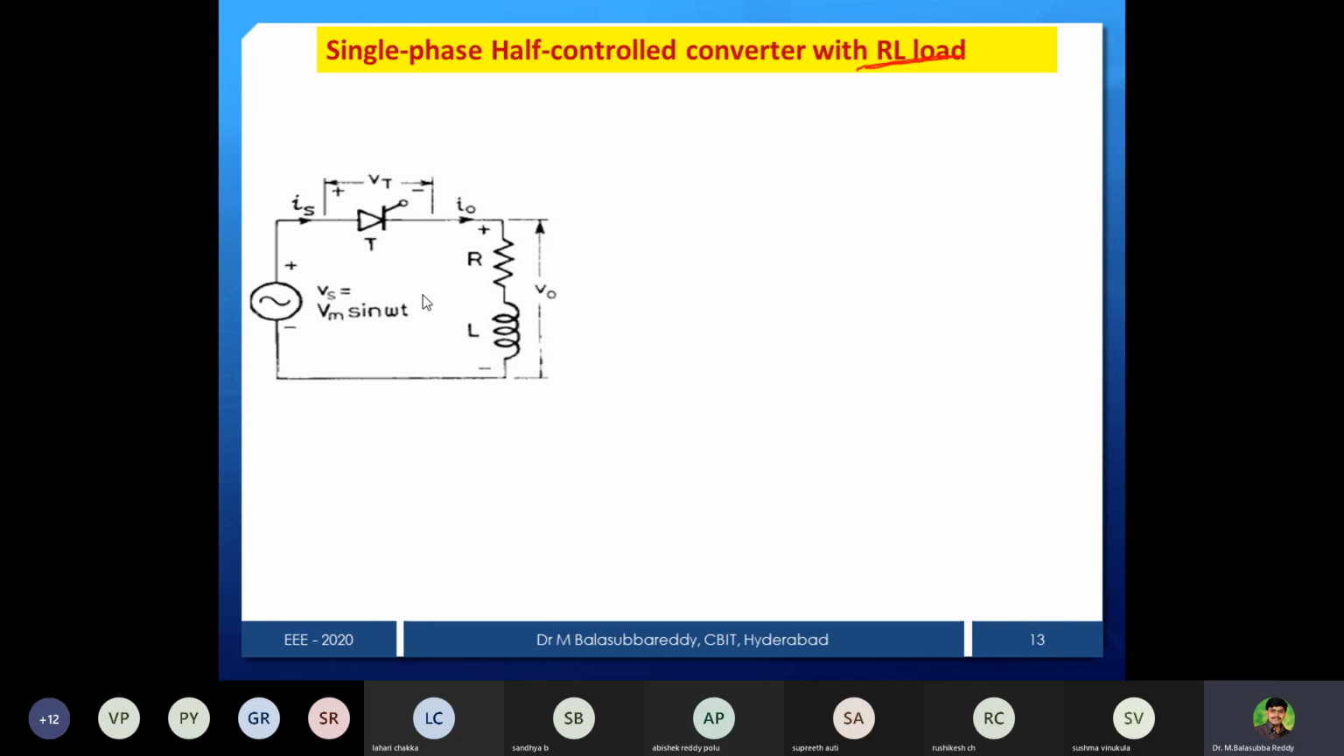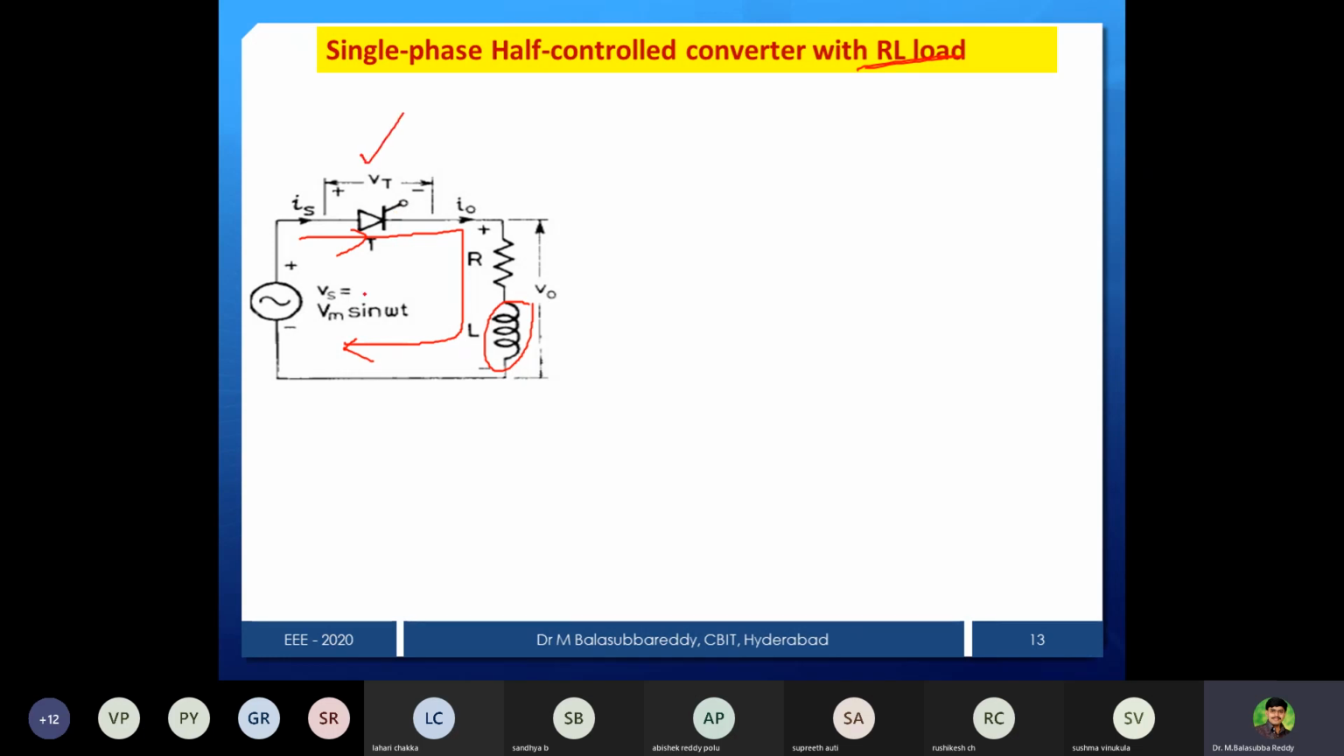So what is the difference here? First, the circuit difference is, instead of R, I made it as RL. That's all. So now the circuit is over. Then waveforms modification. What is the modification of waveform? Earlier, device conducting alpha to pi, started at alpha, ended at pi. Because at pi, supply voltage is 0, load voltage also 0, and current also 0 because of the resistive load. Now thyristor will be turned off at pi.